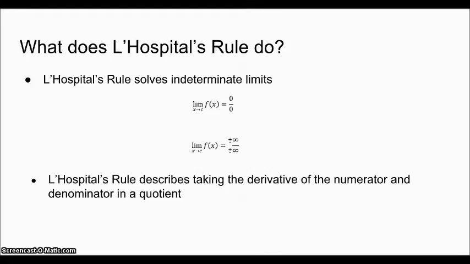L'Hopital's rule describes taking the derivative of the numerator and denominator in a quotient. As shown here, when you enter the limit as x approaches c of f of x over g of x into L'Hopital's, you get out the limit as x approaches c of f prime of x over g prime of x, which does not change the limit.